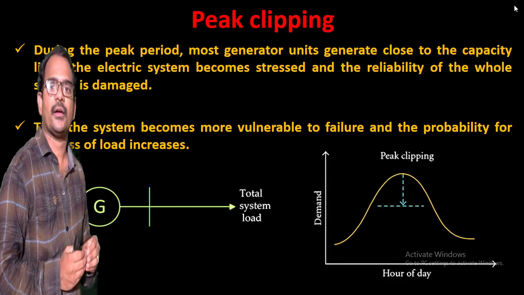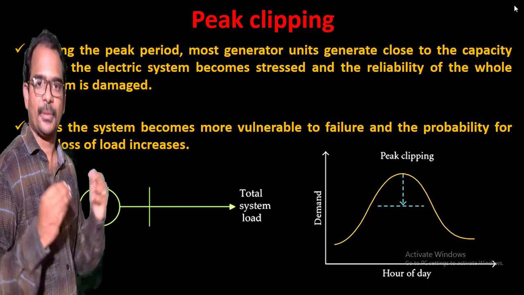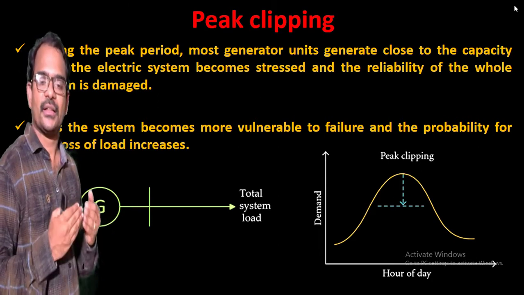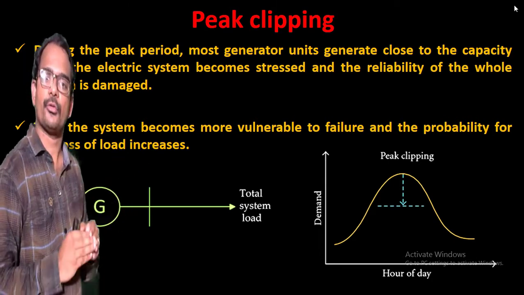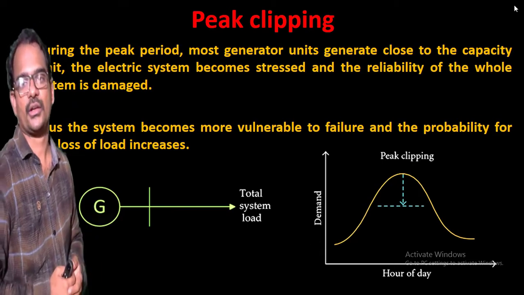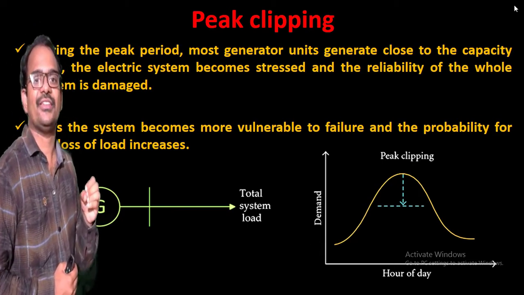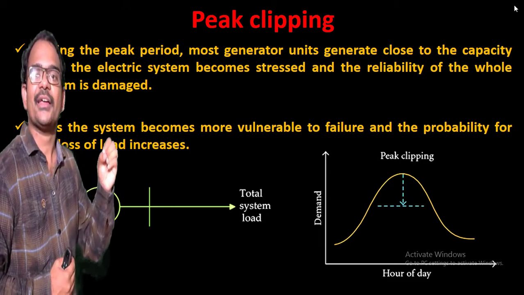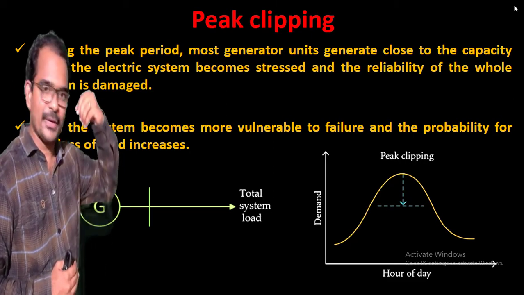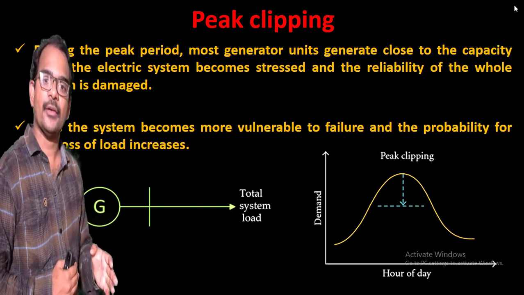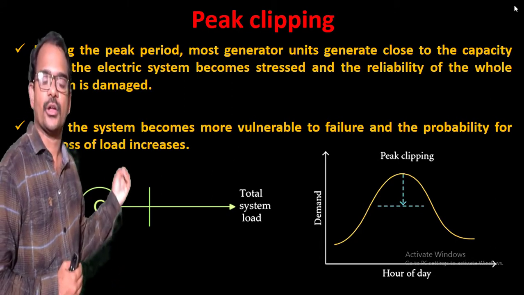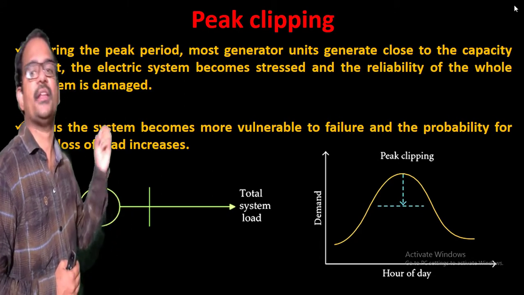So during this peak period, the power plants can supply 400 megawatt, but the peak period consumption is 450 megawatt or 500 megawatt. So during this peak period, most generator units generate close to the capacity limit. Each and every power plant has to generate 100 megawatts, then only they can supply the load. Even that is not enough to supply the load sometimes.